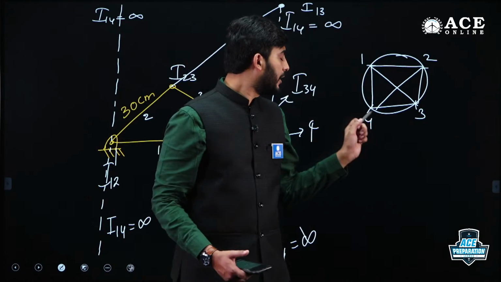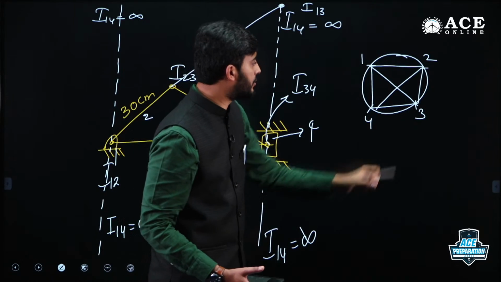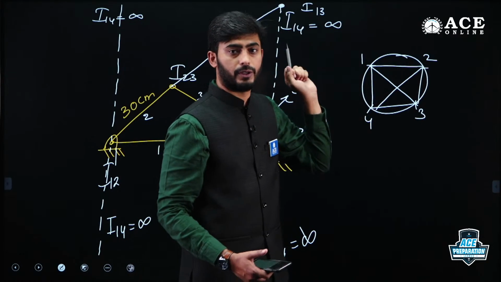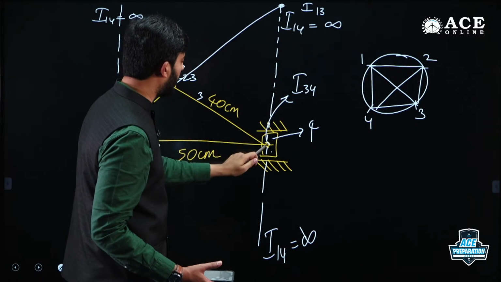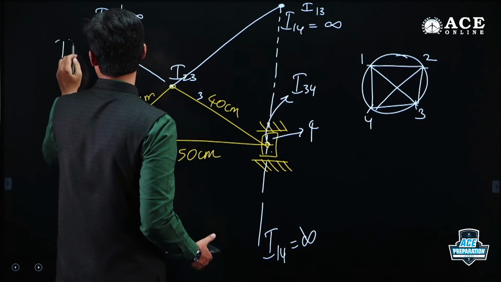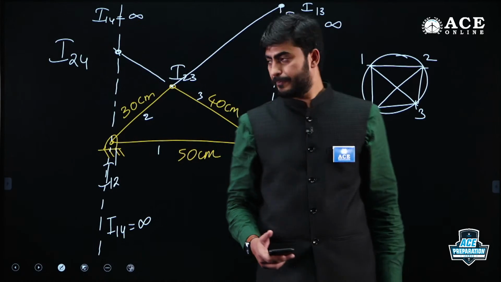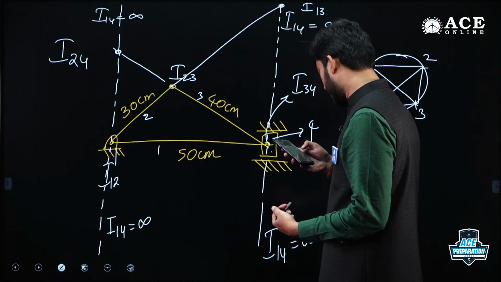Similarly, 2 4, if you want to locate, the other way is 2 3 and 3 4. So 2 3 and 3 4, this is the point 3 4. Extend this, you will get I24, right? Now apply the Kennedy's theorem, guys.